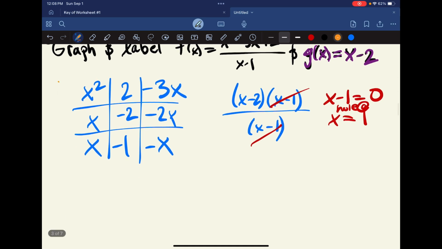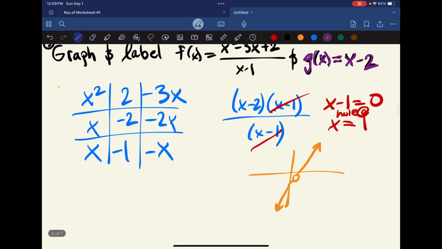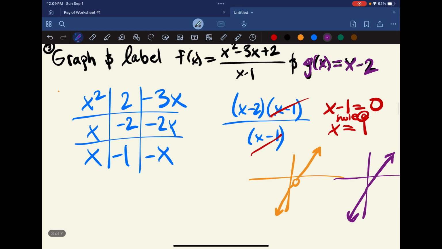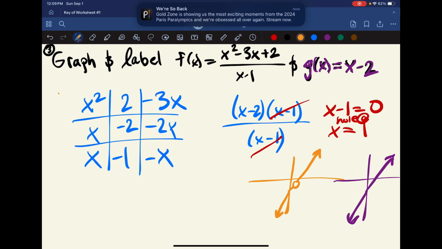So if we were graphing that, it would look something like this, as opposed to the graph of g of x, which is, where's the purple? The graph of g of x would look something like this. So if you were asked to describe the differences, you would say they're the same exact graph, except f of x has a hole at x equals 1.